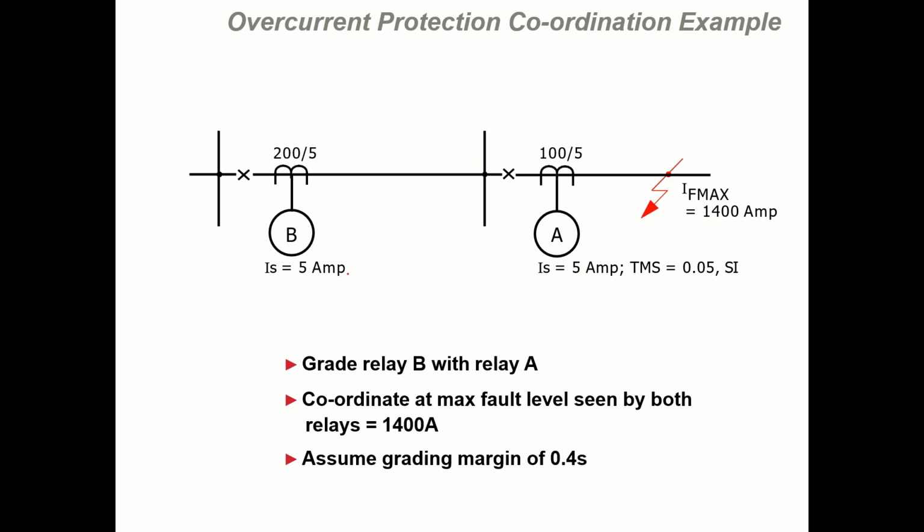So first of all, coordinate means what? Coordinate means we have to calculate the TMS for this relay. So for calculation of TMS, what do we need? We need to calculate the time of operation of this relay. So if we calculate the time of operation of relay A, then we can calculate the time of operation of relay B, which equals the time of operation of relay A plus some grading margin.